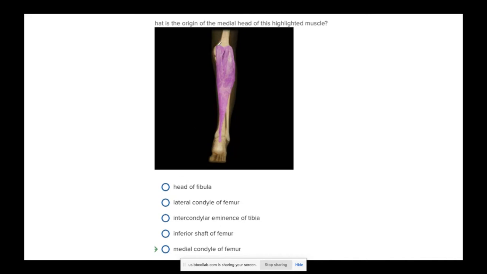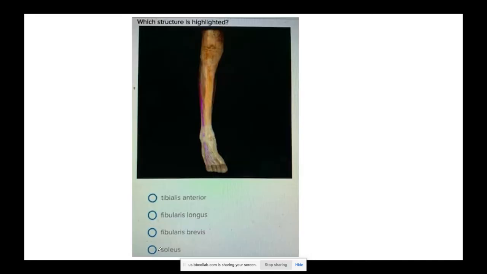What is the origin of the medial head? So what is the origin of that head? Well, medial is the key word. Medial condyle of the femur. If it asked you what is the origin of the lateral head, then it will be the lateral condyle of the femur. And then once again, look at your two distractors. They're opposites. Usually it's one of them.